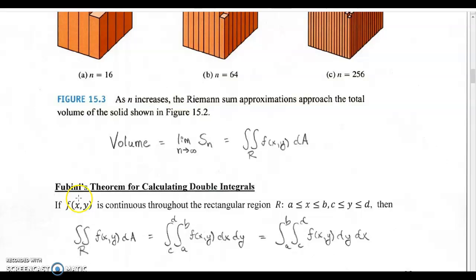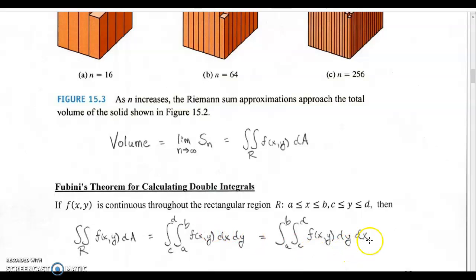As a matter of fact, Fubini's theorem says it's very simple here. If I have a rectangular region where x varies between the constants a and b and y varies between the constants c and d, then I really can integrate these in either order. So the double integral over R of f of xy dA is the integral from c to d with respect to y of the integral from a to b with respect to x of f of xy. Or I could just switch those around.